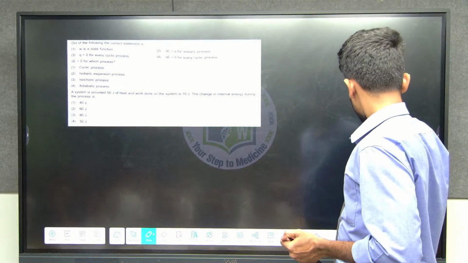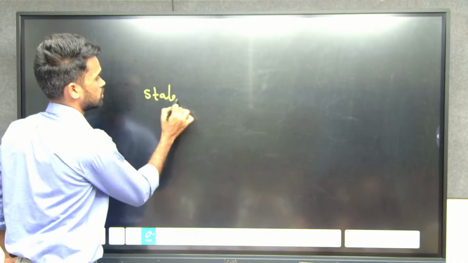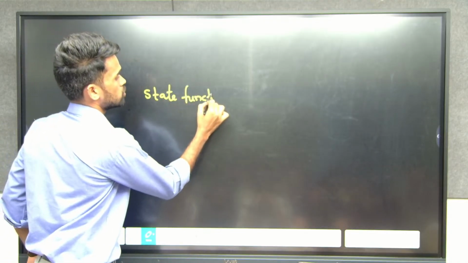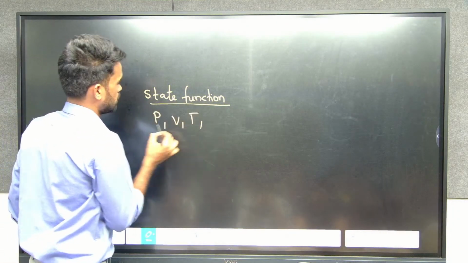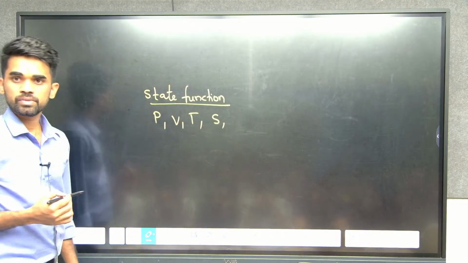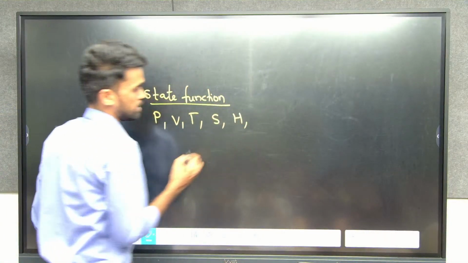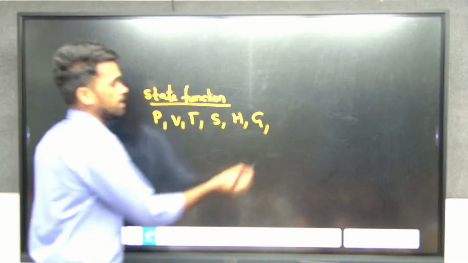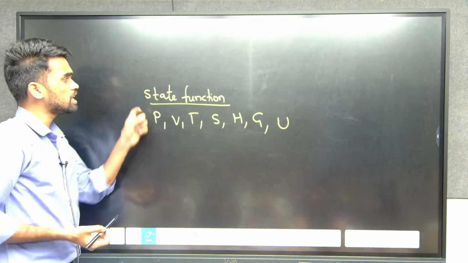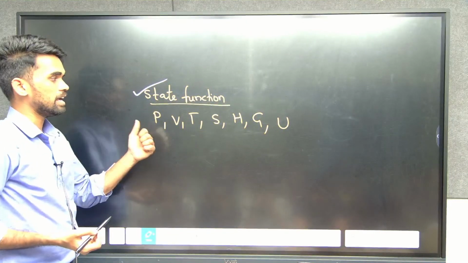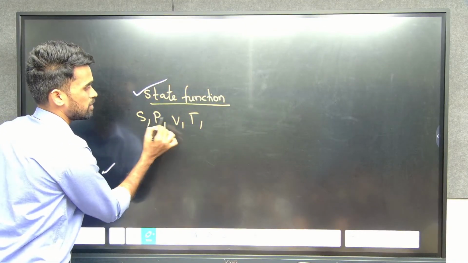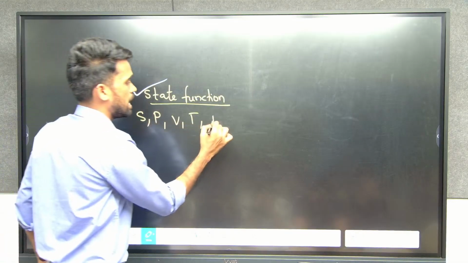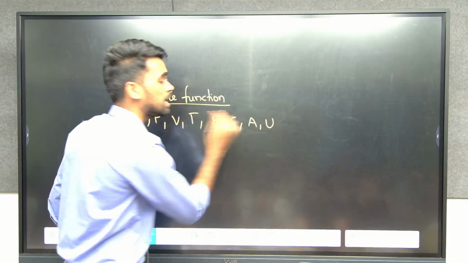Okay. We'll go to this question. Before that, I told you something about state function, no? State function I told you. So what are the terms you should remember for state functions? P, V, T, and something called entropy. H, enthalpy will be there. Gibbs free energy will be there. Internal energy is there. All these are examples. I will tell you one simple way to remember: S, P, V, T, H, G, A, U. All terms come here.